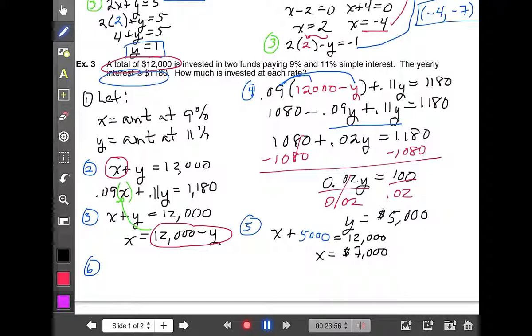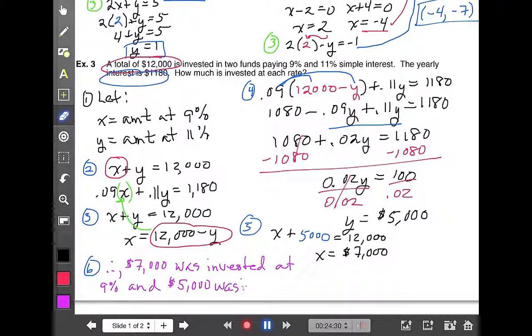So how much is invested at each rate? Therefore, so you can use your triangle of dots, therefore, $7,000 was invested at, so 7,000 was my x, so at 9%, and 5,000 was invested at 11%. And so Math Excel won't necessarily require that, but I will on your test.